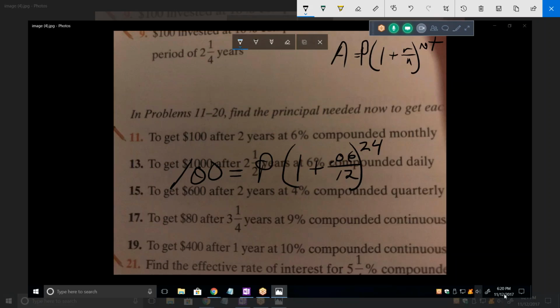Good. In other words, this was more difficult because the rate was compounded monthly, and yet T was in years. So you got to make sure those units match. And that's why that exponent is 24. No, that's just T times N. I take all that back. Okay.